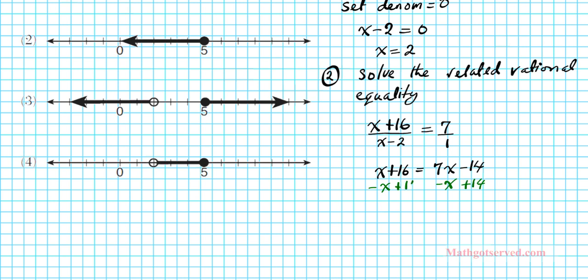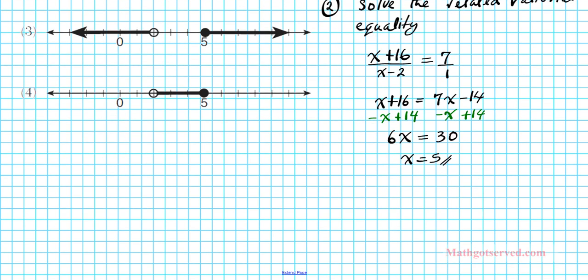Okay, just doing 2 steps simultaneously. And then using the reflexive property of equality, I have 7 minus 1 is 6. 6x equals 16 plus 14 is 30. So x equals 5. Okay, so there goes our second boundary point, our first boundary point.